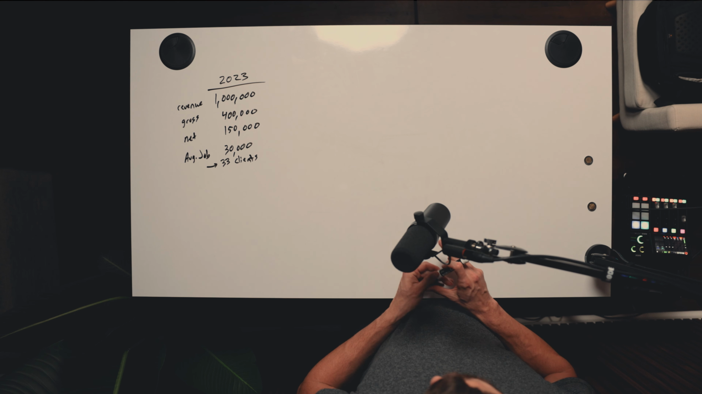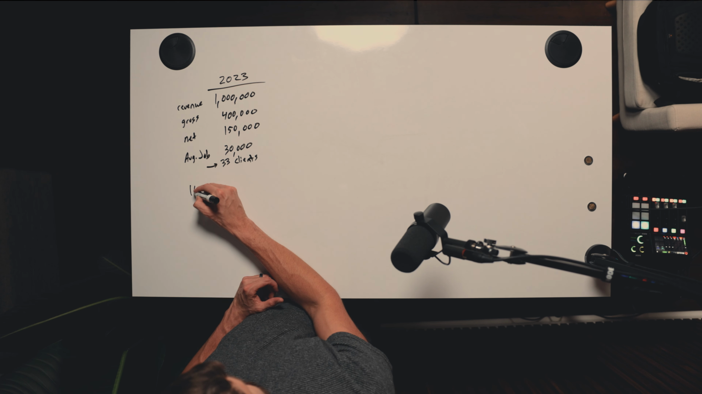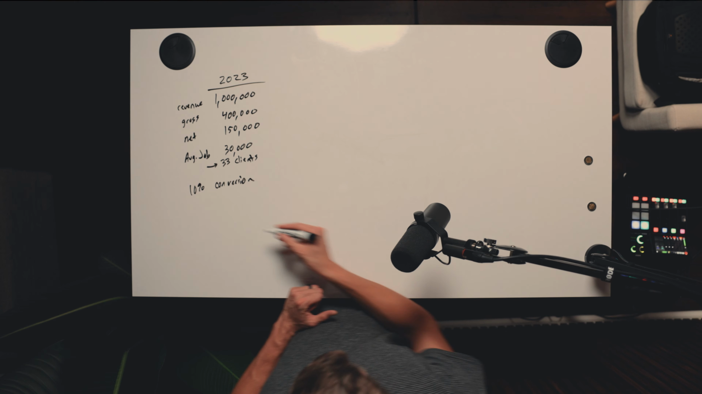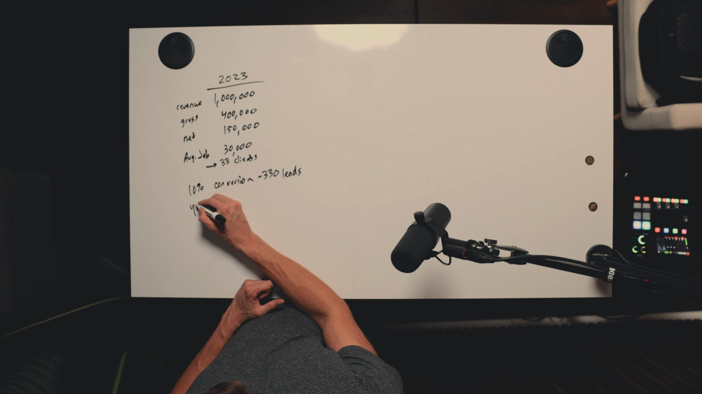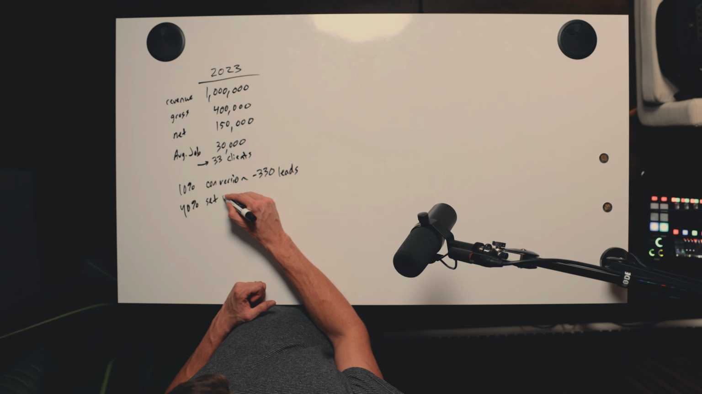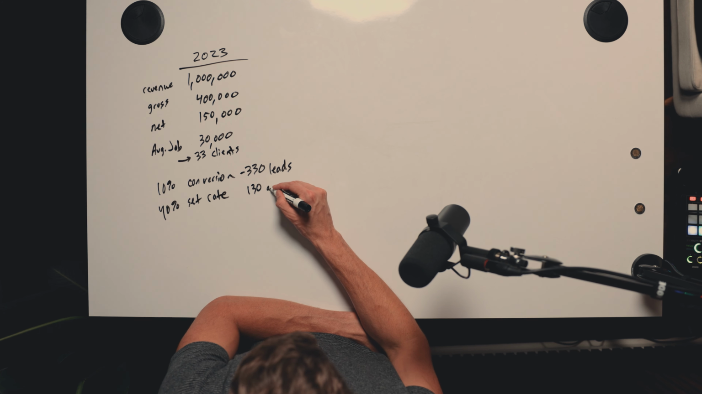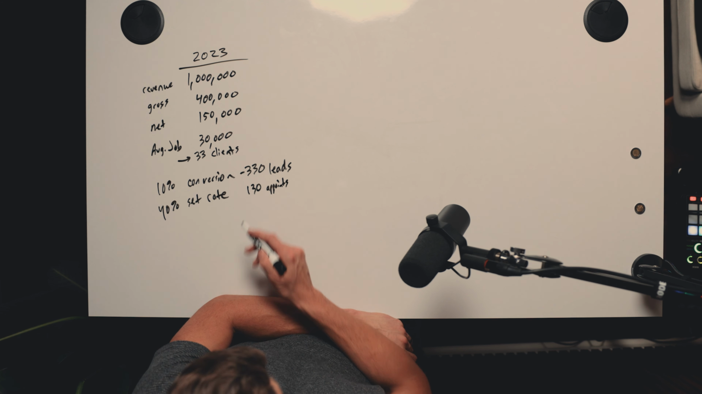Then we can look at their sales. Again, this is all theoretical. We're looking at a 10% conversion rate. So to get the 33 clients, they needed 330 leads. And of those, they ran appointments at 40%. So 40% appointment set rate. So that's 130 appointments. You could divide that by 52 and get your appointments per week. Now that we've set the stage and created a fake set of numbers, you can plug in your own numbers using your real data so that you can do your projections.